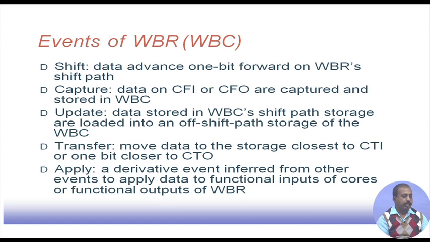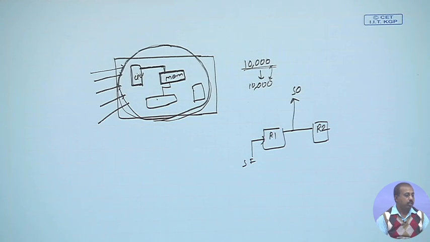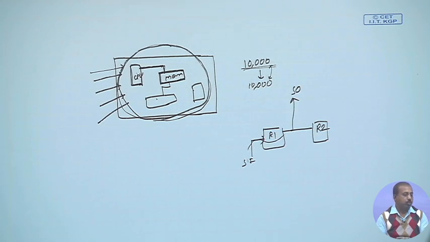That will be captured into the WBC. Update: it says that the data stored in the WBC's shift path storage is loaded onto an off shift path storage in the WBC. We have seen previously in these structures there is one R1 register. The SI input can come here, and the SO output goes from there, and there is also one R2 register to which the content may be stored. This is basically the update operation. The shift path consists of the R1 registers only. From the R1 register it is loaded onto R2, which is not on the shift path, the off shift path storage of the WBC.